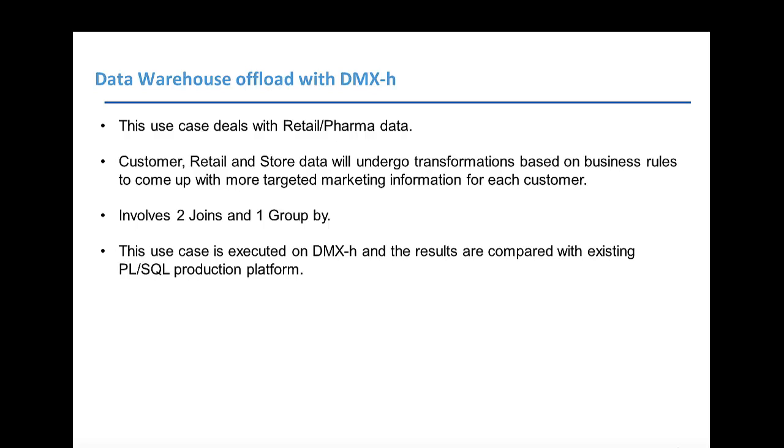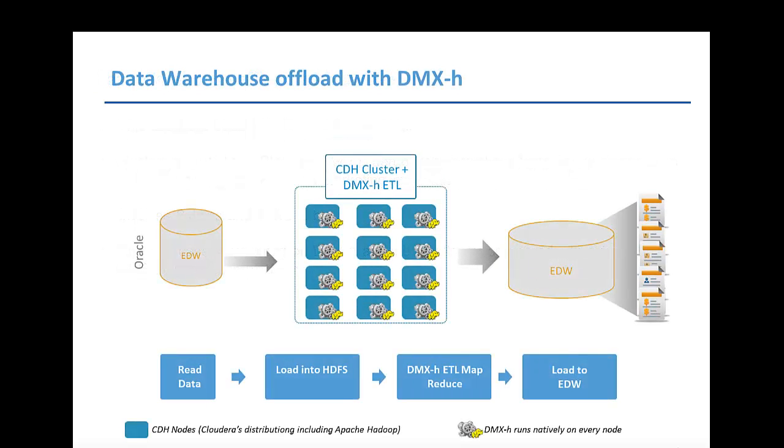If you look at the third bullet, it involves two joins and an aggregation or a group by from an ETL or a data transformation perspective. You might all be aware of high volume joins and aggregations being the classic use case to offload from a data warehouse. So let's take a look at the actual use case from a graphical perspective.